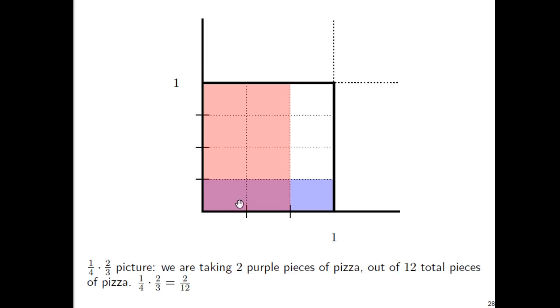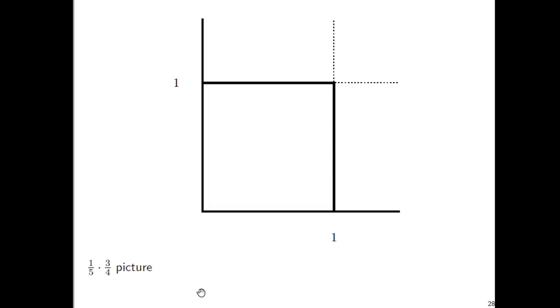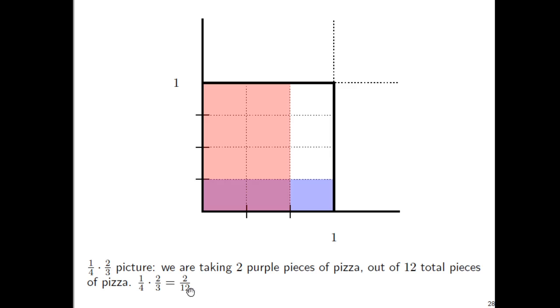Here's where bringing up the pizza interpretation of fractions is again helpful. We're really taking 2 pieces of pizza out of a total of 12. Count them up here: 1, 2, 3, 4, 5, 6, 7, 8, 9, 10, 11, 12 pieces of pizza. 2 out of 12, so that's the number. That's the result of the fraction. And notice, how would you start with 1/4 times 2/3 and get to 2/12? Yes, this 2/12 simplifies, but that's not the thing I want to focus on right now.